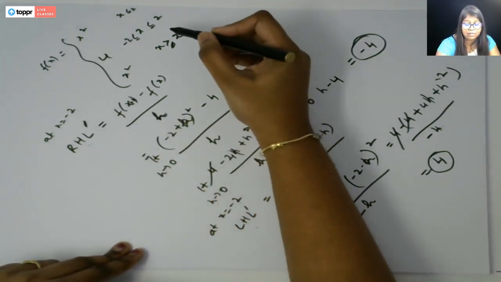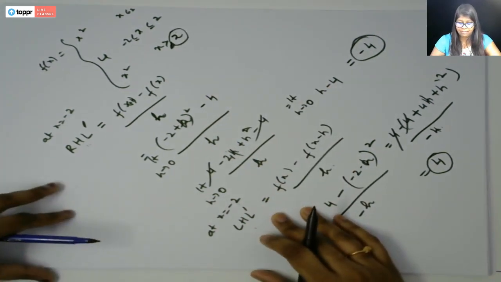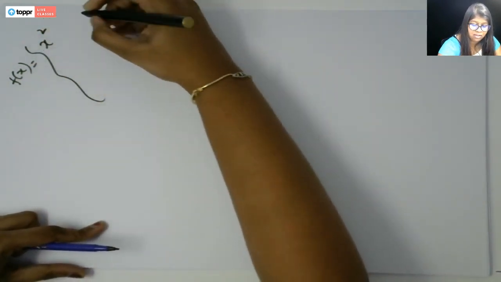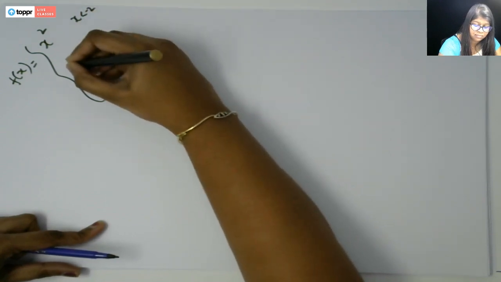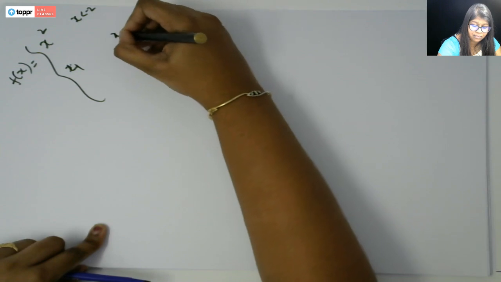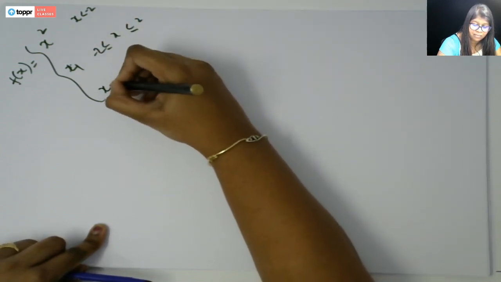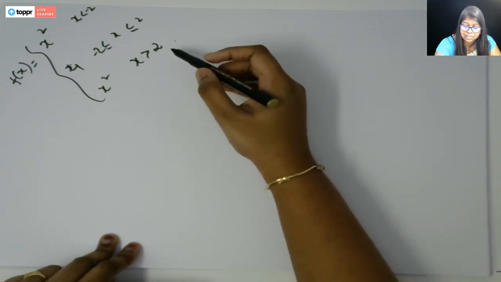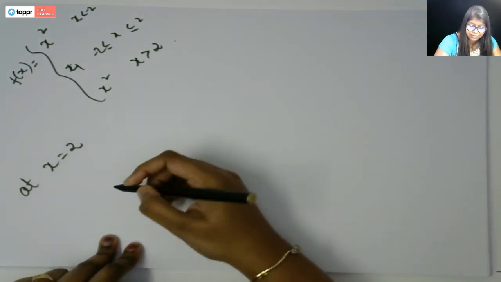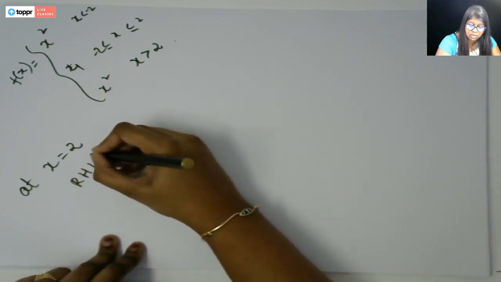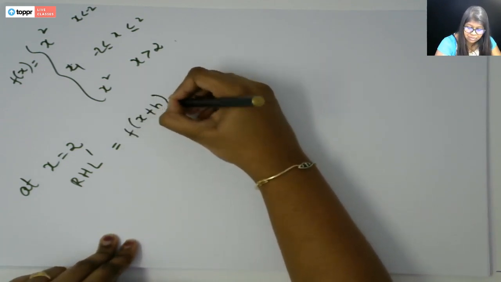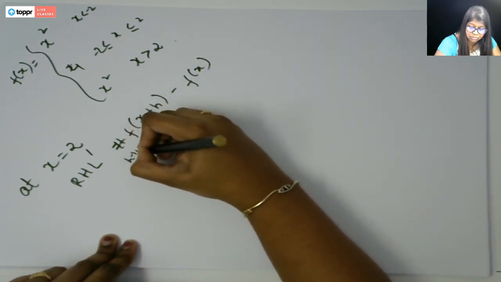In a similar way we try to find out for x is equal to 2, and let us see what will happen when we take x is equal to 2. So what do we do to find the derivative at x is equal to 2? We again find the RHL, which is f of x plus h minus f of x, the limit as h tends to 0, by h.